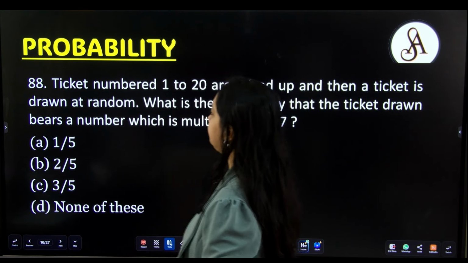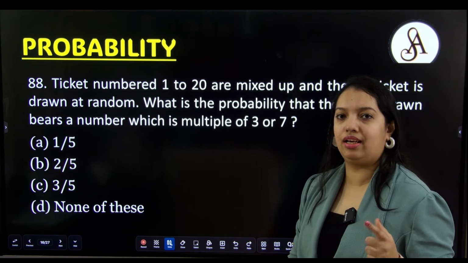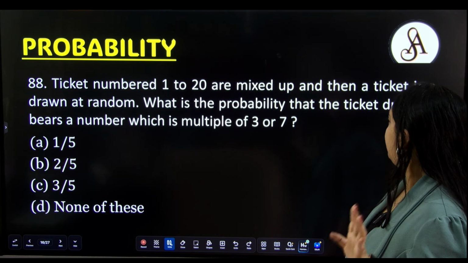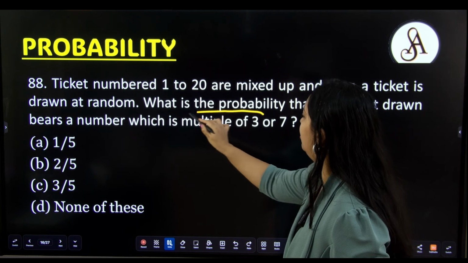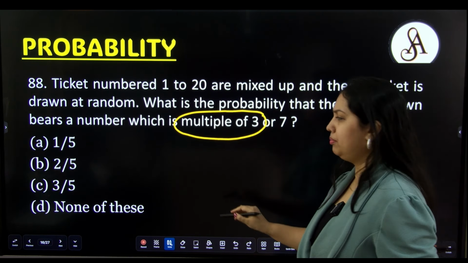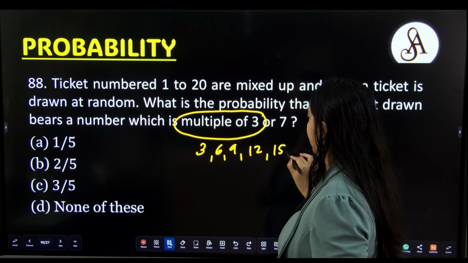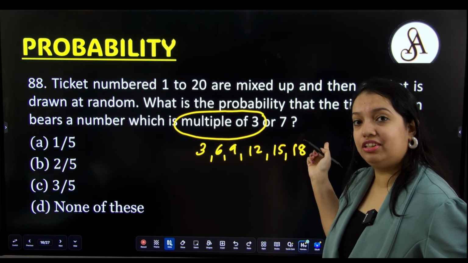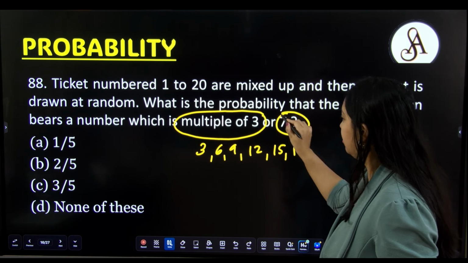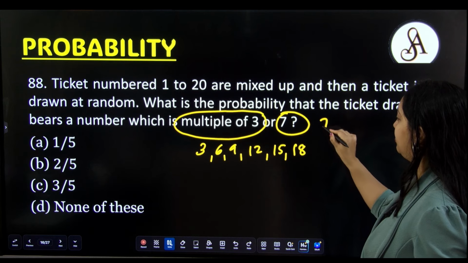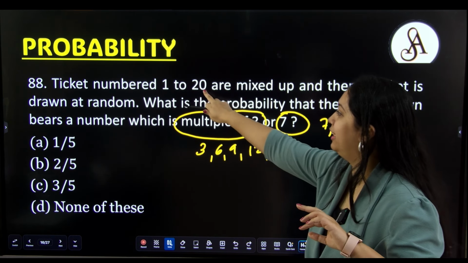Next. A ticket is numbered from 1 to 20. That means total how many are there? 20. Find the probability of getting a number which is a multiple of 3. List out all the multiples: 3, 6, 9, 12, 15, 18. The number after this will become greater than 20. Multiple of 7, list out all the cases: 7 ones are 7, 7 twos are 14. After this, 21 is greater than 20.